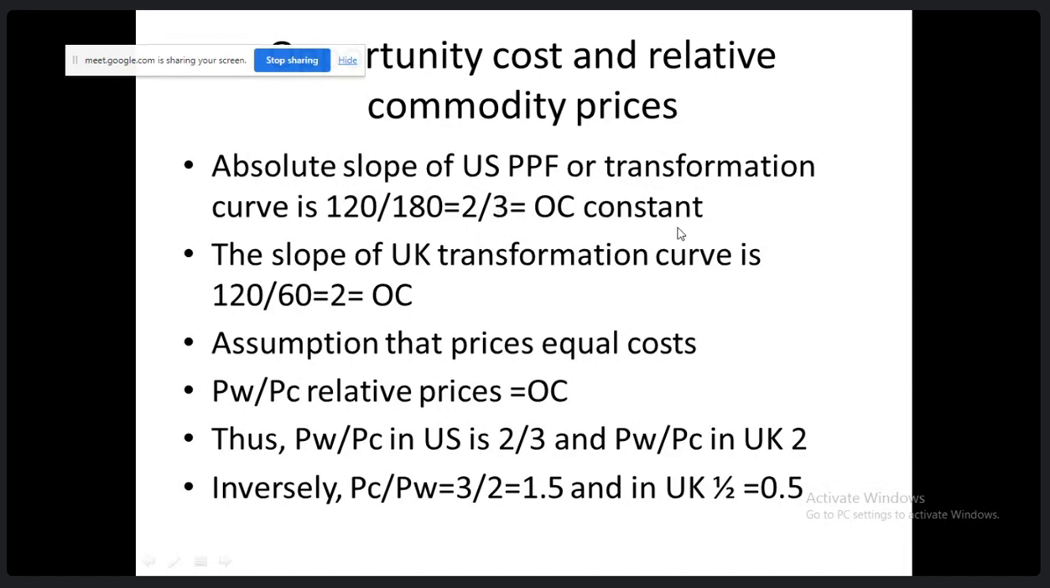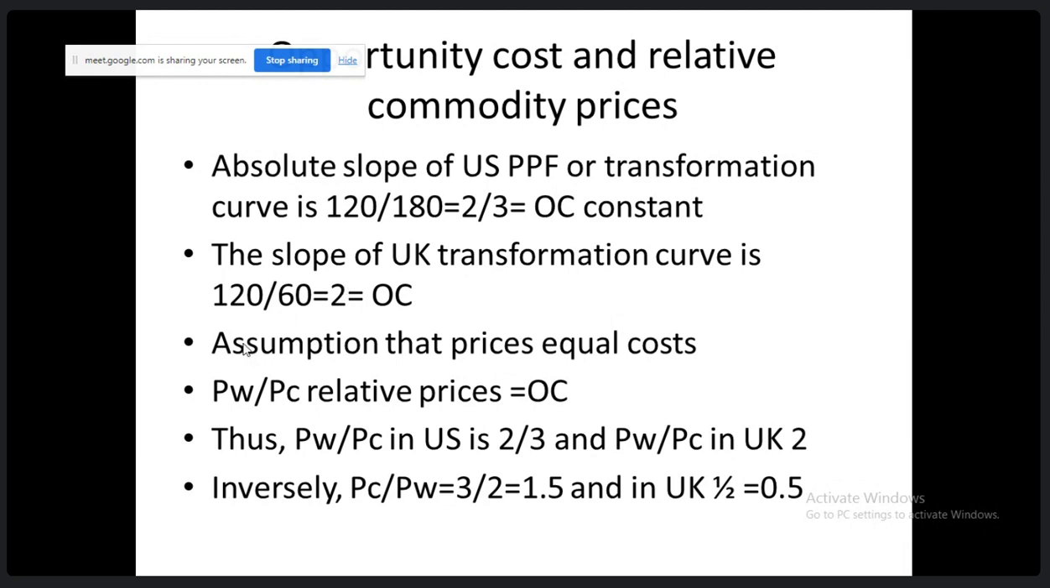That's what it means. The opportunity cost means that for every additional 2 units of cloth that I am producing in US, I am sacrificing 3 units of wheat. So this is the opportunity cost which remains constant throughout the production possibility frontier. Similarly, the slope of UK's transformation curve is 120 by 60, which is equal to 2, which is the opportunity cost, which means that for producing every additional 2 units of cloth, I am sacrificing 1 unit of wheat.